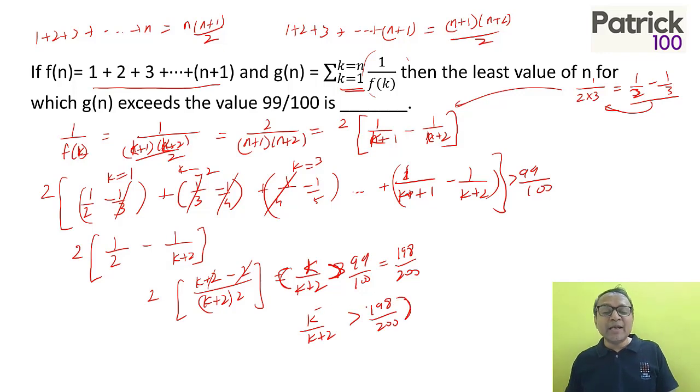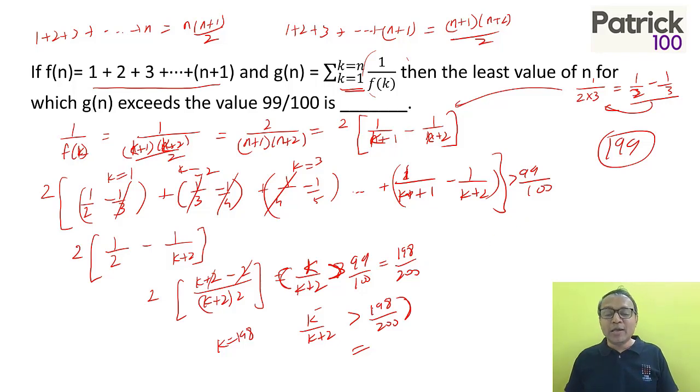I mean, if it's 198, it becomes equal. To make it greater, k should be 199. So the answer is 199. If k is 198, then both the sides become equal. But to make it greater, you have to get 199.